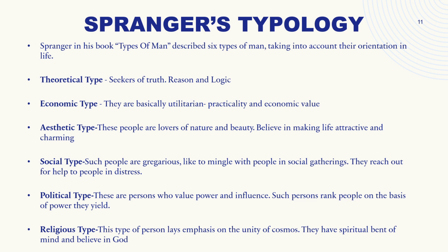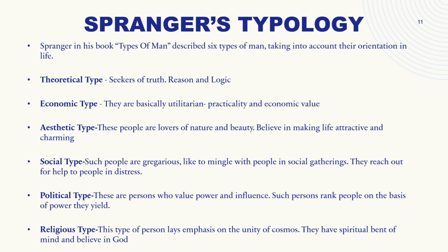Then coming to Spranger's typology. Spranger, in his book Types of Man, described 6 types of man. Taking into account what was the basis? Their orientation in life. He classified people into theoretical type, who are seekers of truth. They believed more on reason and logic. Then economic type. They are basically utilitarian. They were driven by the practical nature of things and the economic value.